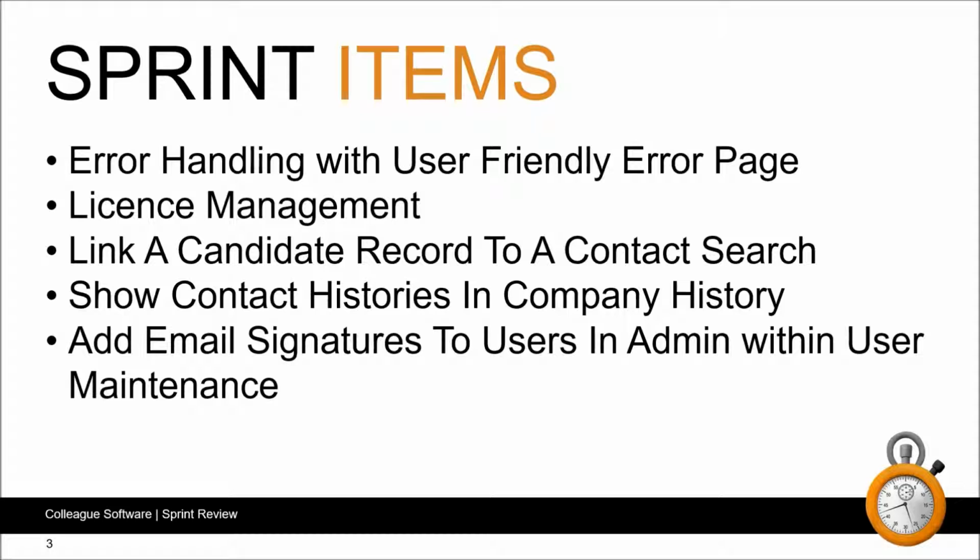Moving on to more user-based updates, we've added the option to link a candidate to a contact search in a similar way to which you can link a requirement to a candidate search, and this links in with our spec CV sent workflow that was introduced a couple of months ago, so you can complete this workflow from both angles now. In line with retaining version 6 functionality, we've updated the company history tab so that there is an option to pull through contact histories. And there is now the ability to add email signatures against user profiles from within the user maintenance area.